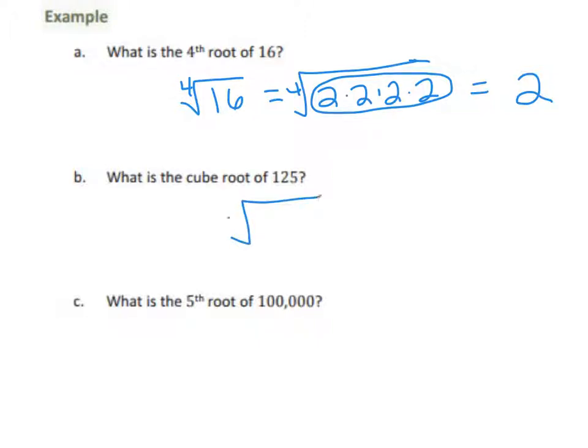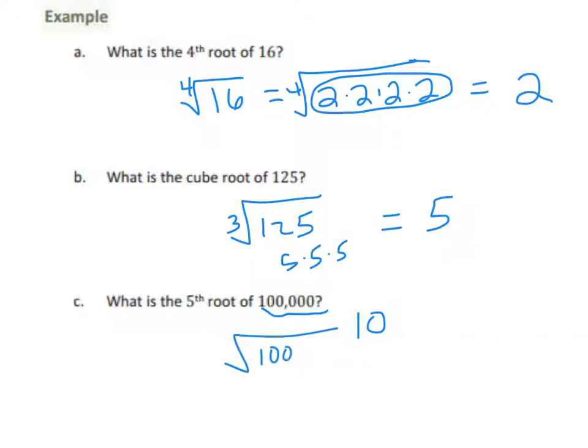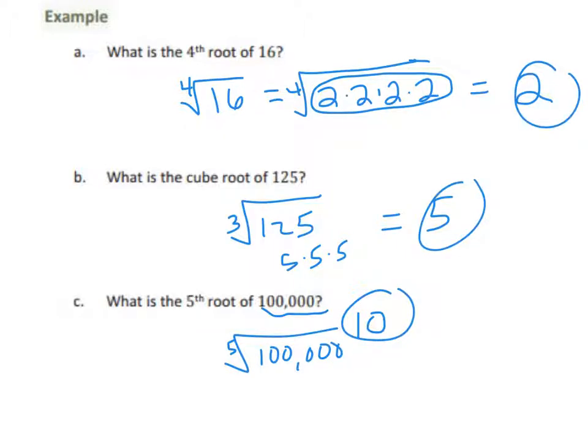If I do the cube root of 125, and you guys could do that on the calculator, that's 3 sets of 5. It's 5 times 5 times 5, and I need a triple to come out. So that thing turns out to be the nice number 5. And if I do the 5th root of this thing, notice they've got 5 zeros there. So guess what? The 1 and those 5 zeros are going to come out as 10. So if I do the 5th root of 100,000, it does turn out to be the number 10. So those are my answers on those questions.